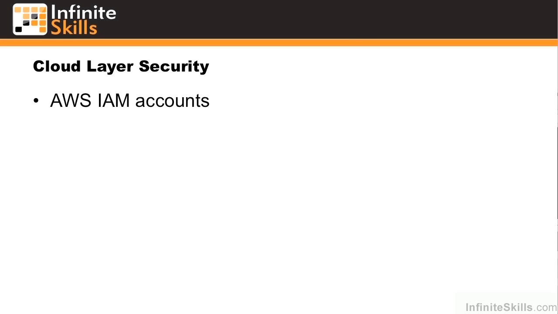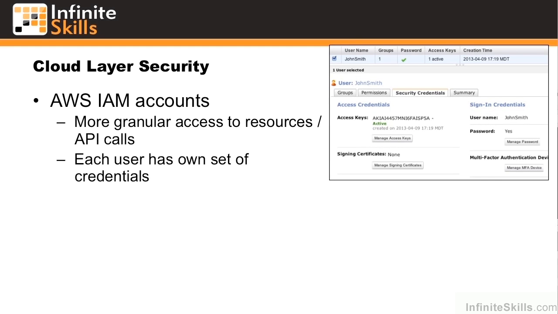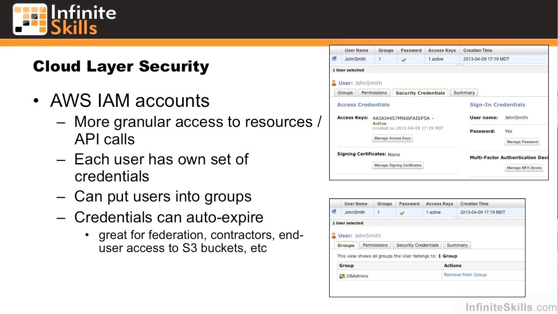On the cloud layer security, we can also use IAM accounts. These give you more granular access to resources and API calls. Each user here is going to be given their own set of credentials. They'll have their own access keys, their own passwords, and so on and so forth. You can put these users into groups. Here you can see that we've created a user named John Smith who has his own access keys and passwords, and we've put him in the DB admins group, essentially giving him access to all the database-related operations. These credentials can auto-expire, which are great for federation, subcontractors, end-user access to S3 buckets, and so on. We discuss all this in greater detail in the IAM decks.